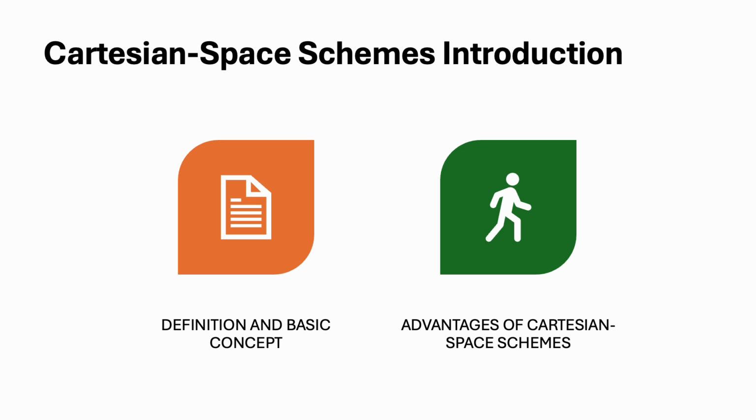The Cartesian space schemes introduction, let's look into this with an example. In robotics, a Cartesian space scheme involves planning and controlling the movement of a robot end effector in terms of Cartesian coordinates, which define its position and orientation in three-dimensional space. Unlike joint space schemes that focus on angles and the movements of individual joints, Cartesian space schemes concentrate on the desired path and trajectory of the end effector itself.